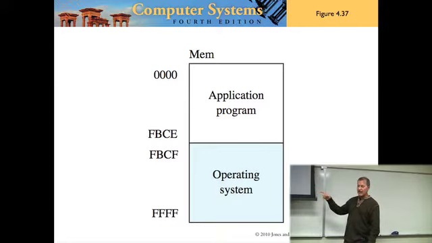So the address of the last byte is what? FFFF. Okay, so what we have here is the byte addresses from 0000 to FFFF, and the top part of memory, we'll call it the top being the low address part, is where the application program is, and then the operating system is at the bottom.